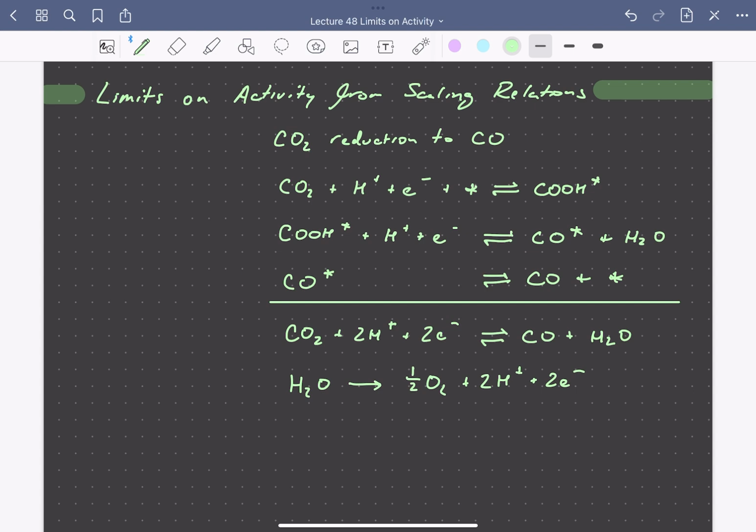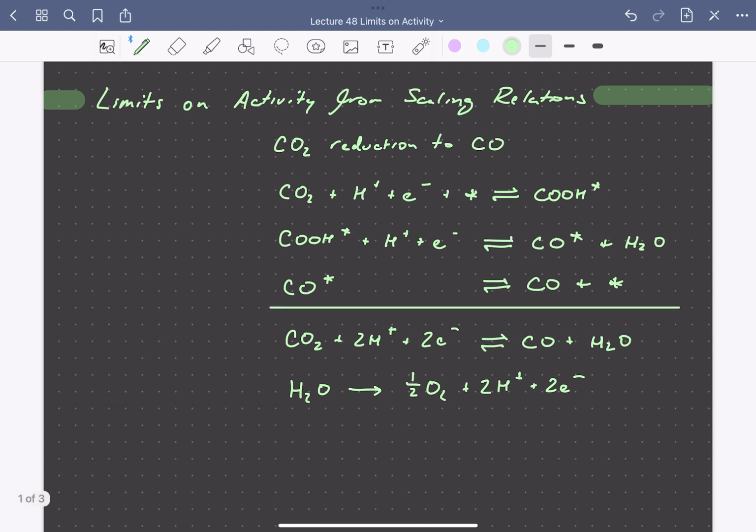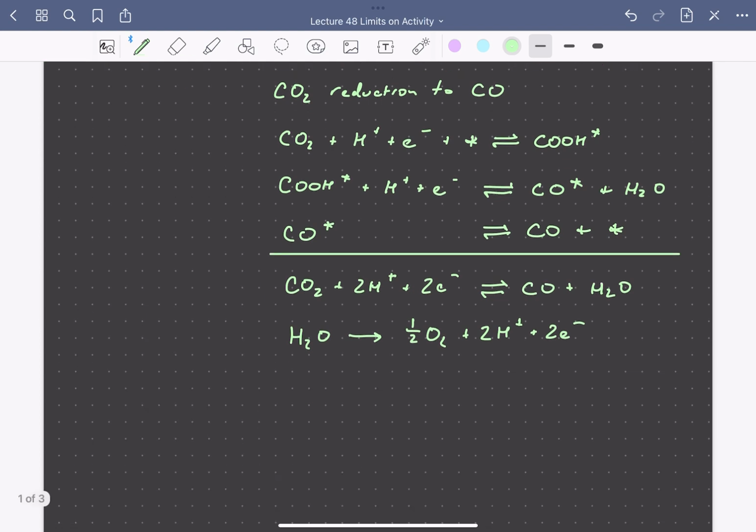So in this CO2 reduction reaction, we have a scaling relation between our 2 adsorbed species, adsorbed CO and adsorbed COOH. Now the scaling relation exists because both adsorbates bind to the surface through carbon. So their molecular geometry looks something like this. So surfaces that bind COOH very strongly are also going to bind CO very strongly.